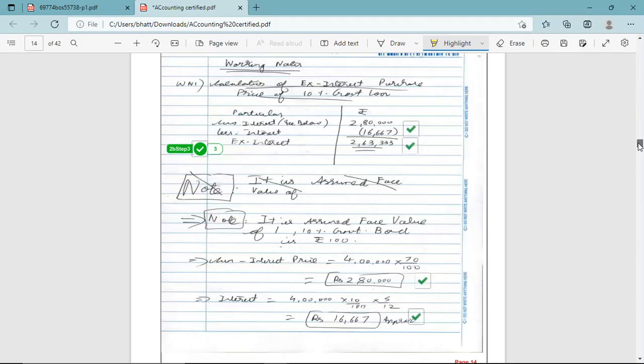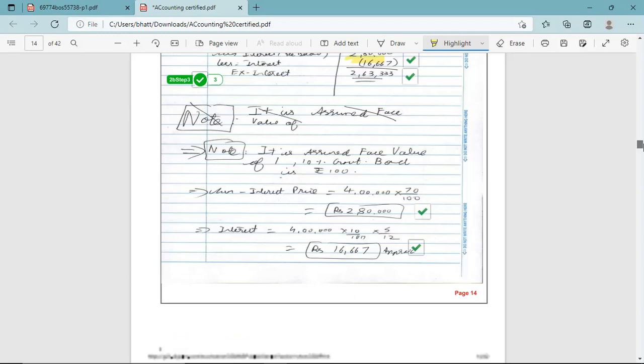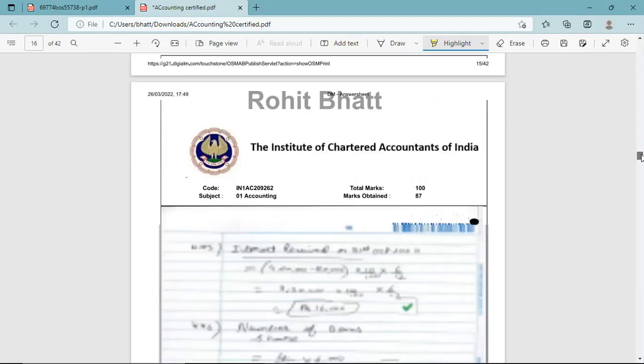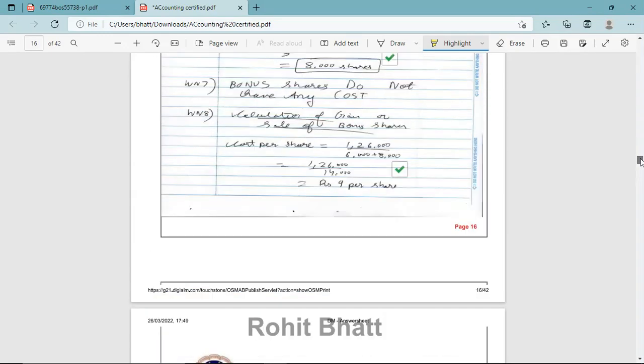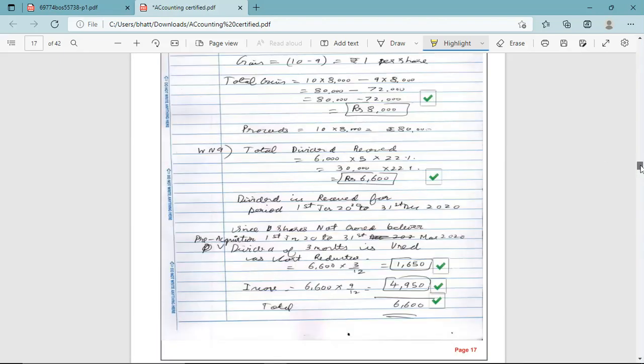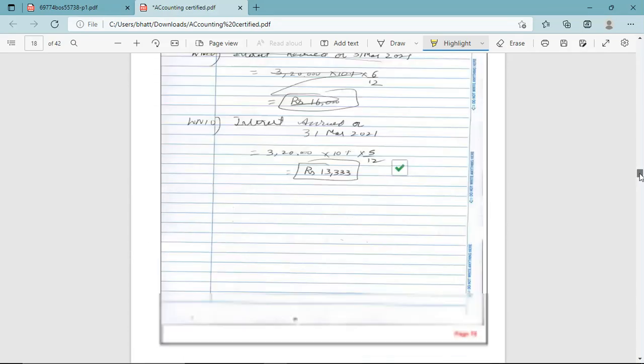And in this chapter you need to make very detailed working. Here I have shown working. 8 to 10 working notes will be there, and the examiner has ticked each and everything. This working note is also very important. Bonus shares do not have any cost. So this question also I've got 10 out of 10.